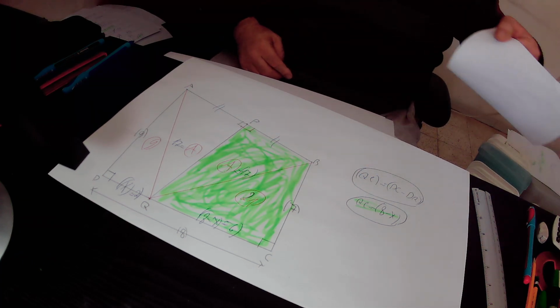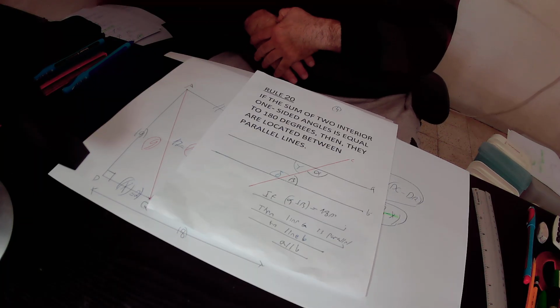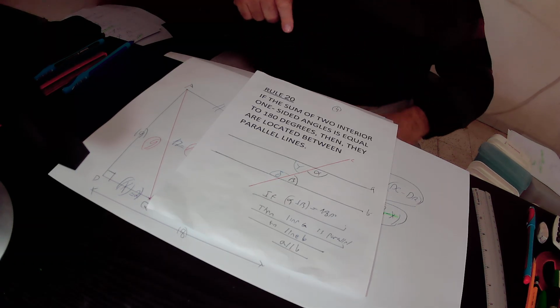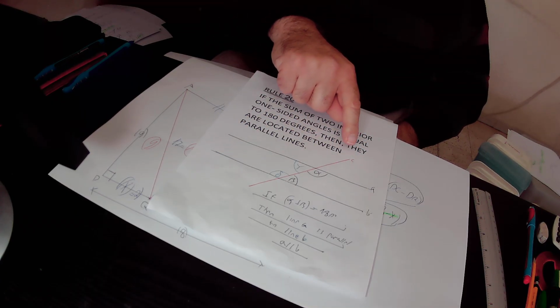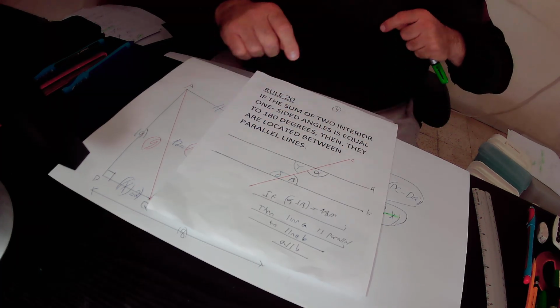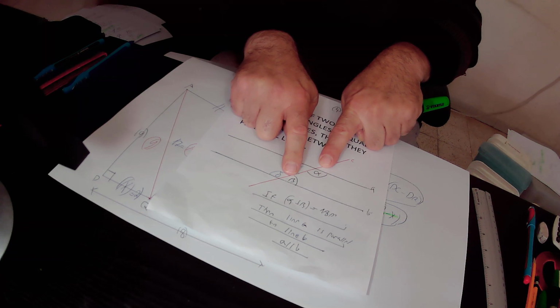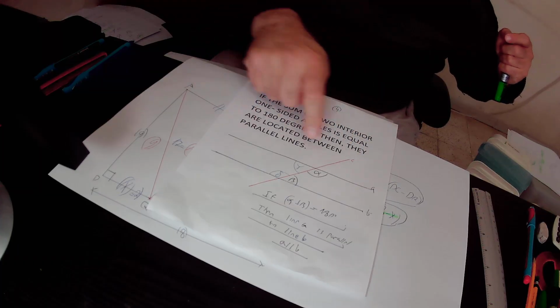So, a specification on Rule 20. According to Rule 20, if the sum of two one-sided angles is equal to 180 degrees, then they must be located between parallel lines. In the drawing, we have line A, this is line A, this is line B. This is the transversal C that cuts those two lines, A and B, at those two points. Those angles, alpha and beta, are both defined as one-sided angles. So if alpha plus beta equals 180 degrees, then they must be located between parallel lines. That is to say, line A is parallel to line B.